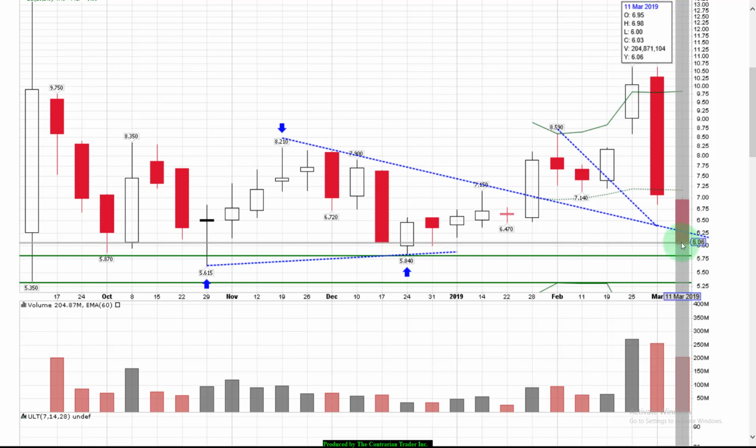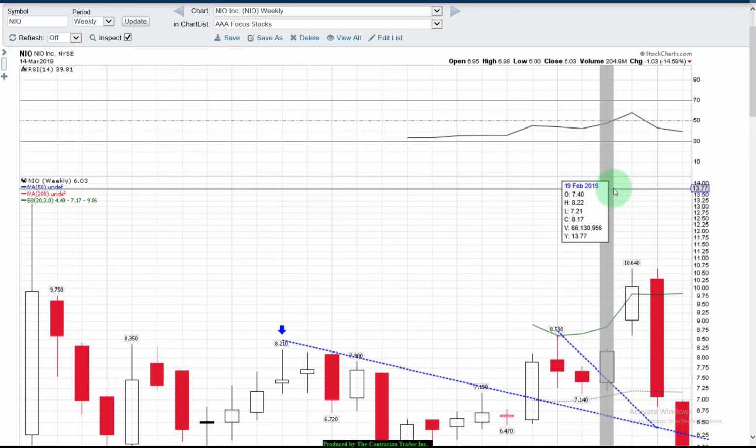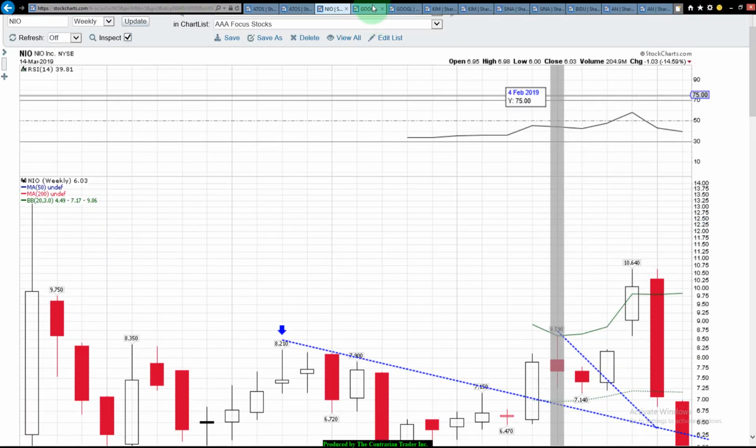Or are we going to break below the support, setting the stage for a probability of a new continuation move lower next week? So right now, NIO is a watch.